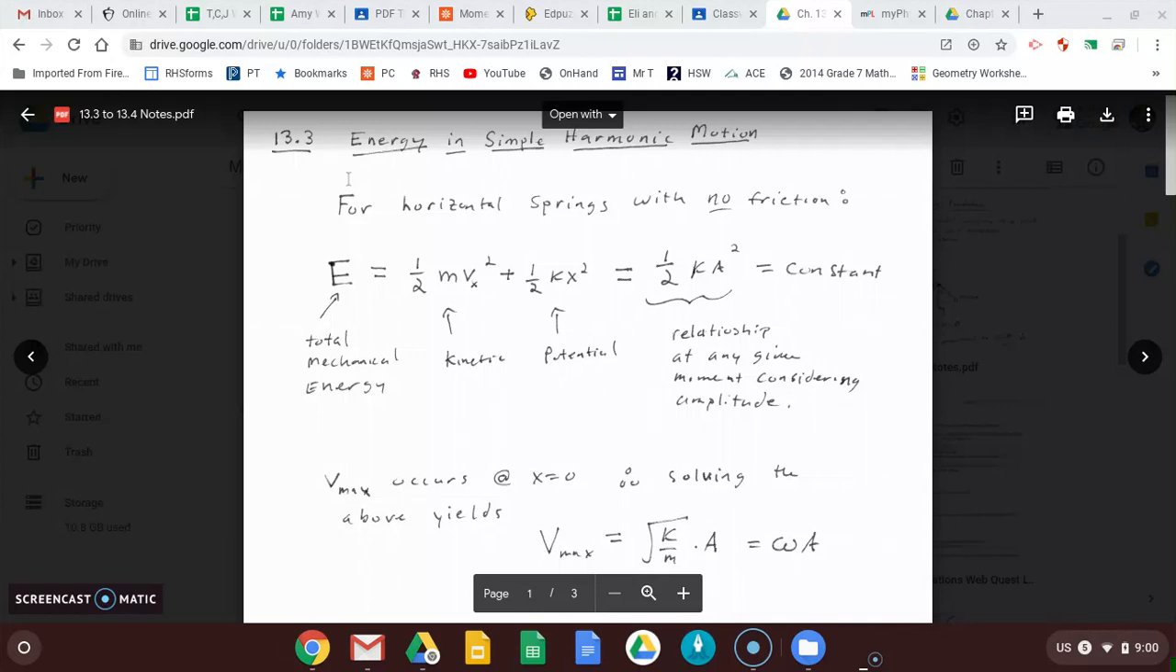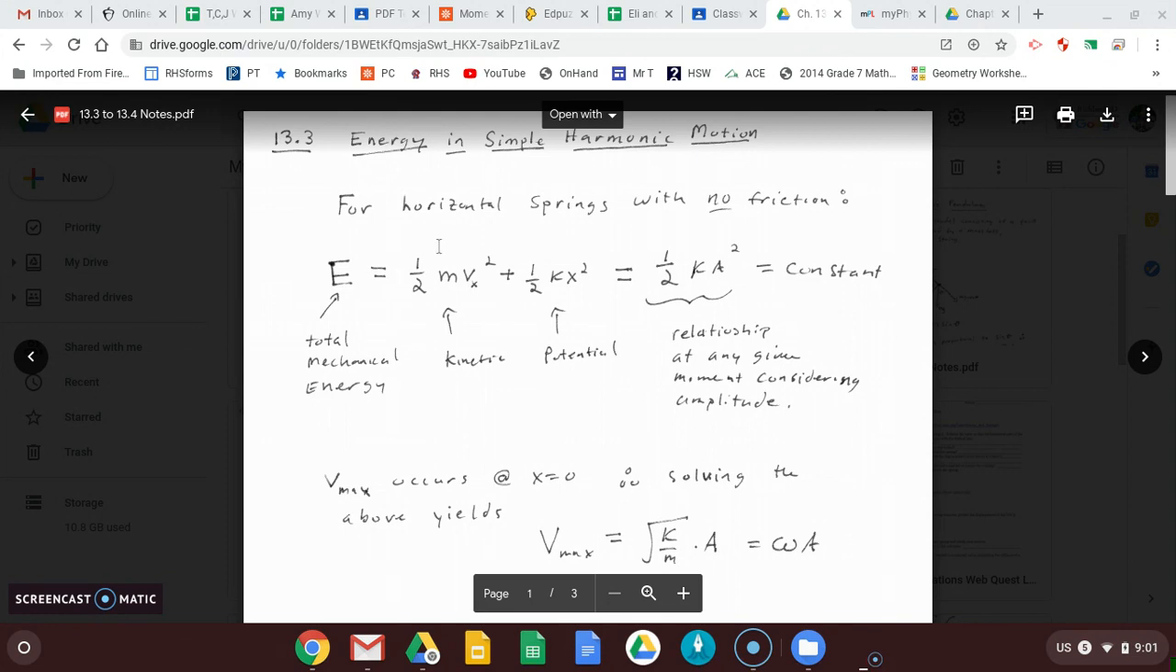All right, guys, we're going to go over section 13.3, energy in simple harmonic motion. Not a whole lot of new ideas in this one. It's just how we apply it. So the notes are pretty small. We'll go over several examples in the next videos.